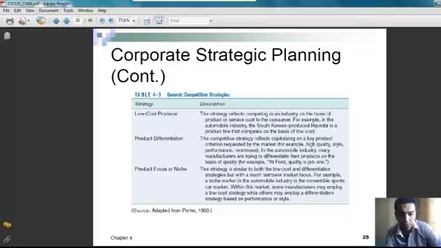Product focus or niche: this strategy is similar to both the low-cost and differentiation strategies, but with a much narrower market focus. For example, a niche market in the automobile industry is the convertible sports car market. Within this market, some manufacturers may employ a low-cost strategy, while others may employ a differentiation strategy based on performance or style.